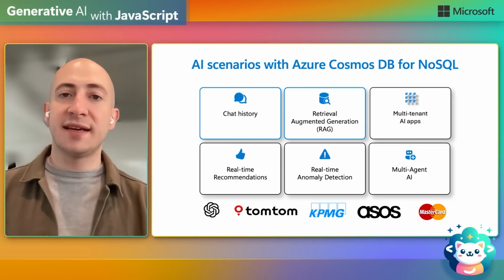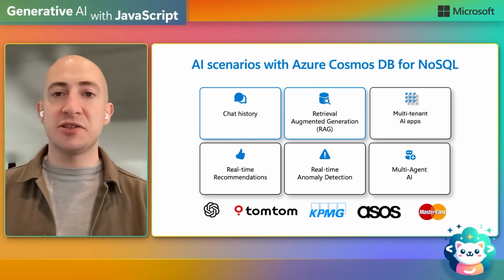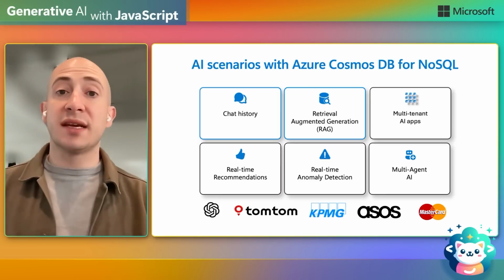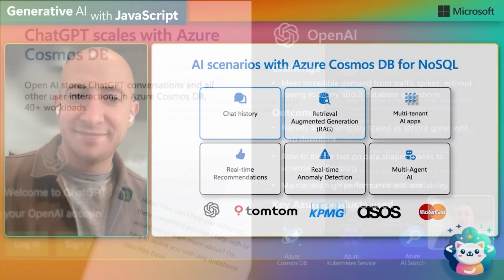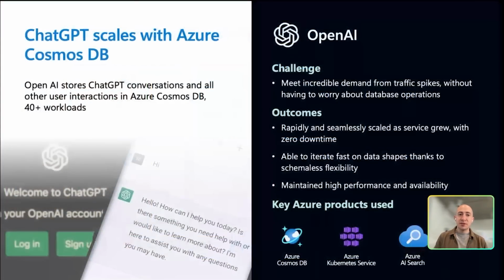So we have thousands of customers building these incredible applications using Azure Cosmos DB for NoSQL. Customers like OpenAI, TomTom, KPMG, ASOS, and MasterCard, and more. Let's actually double click on the OpenAI scenario. ChatGPT scales very well with Azure Cosmos DB. All of the chat history for ChatGPT, in order to maintain session consistency between previous sessions or previous topics you've talked to ChatGPT about, all those conversations are stored in Cosmos DB. And OpenAI chose Azure Cosmos DB for our low latency and for our high availability and scale architecture so it can seamlessly meet the demands of their ever popular application, ChatGPT.